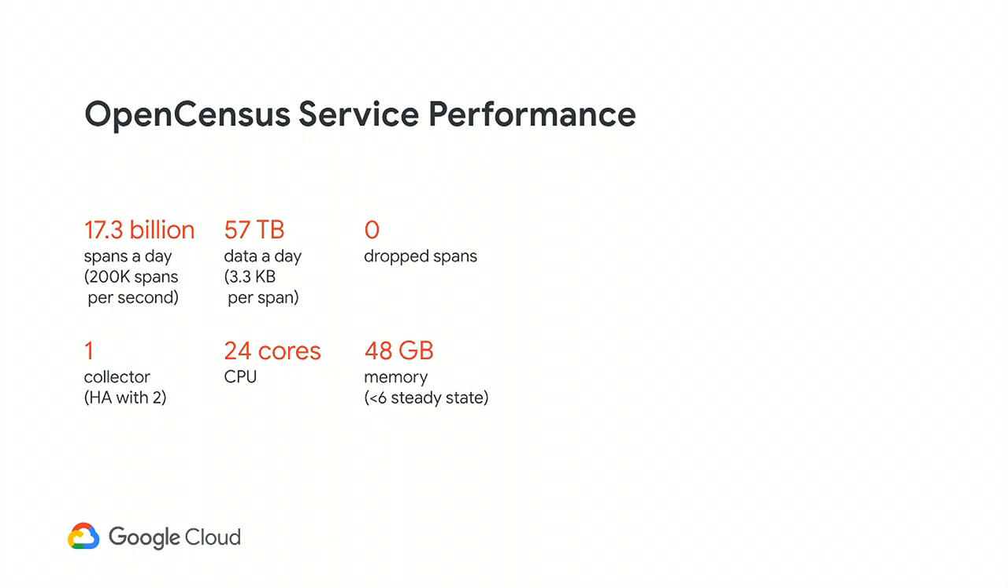That roughly accumulates to 57 terabytes of data. These were 3.3 kilobyte spans. Span sizes can vary anywhere from, say, 1 to 200 bytes up to maybe 10, 11 kilobytes, depending on the number of tags or the rich metadata that you've added there, with no drops. And this was on a single collector. So typically, we're seeing about 10,000 spans per second for 1.2 cores of compute. And this does scale linearly, so you can make it as small or as large as you want.